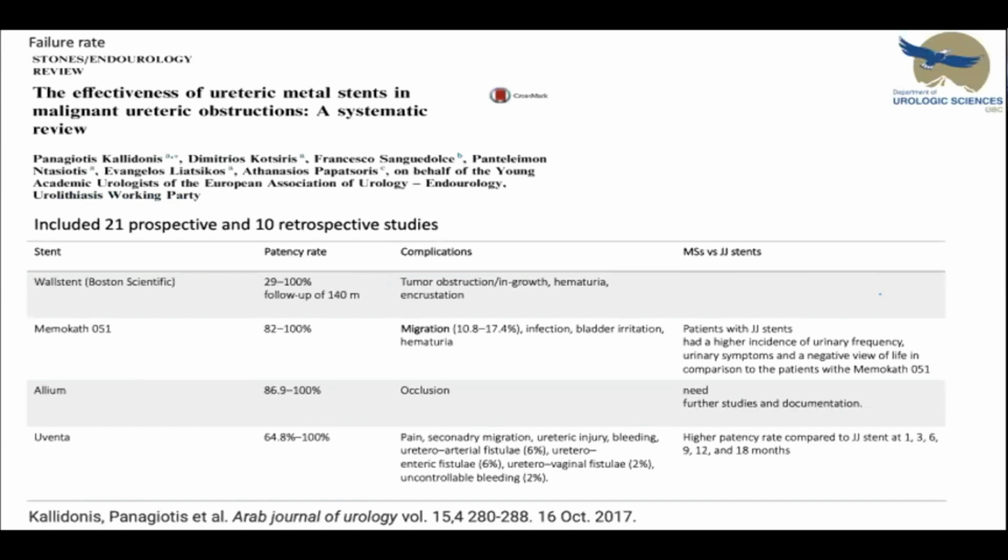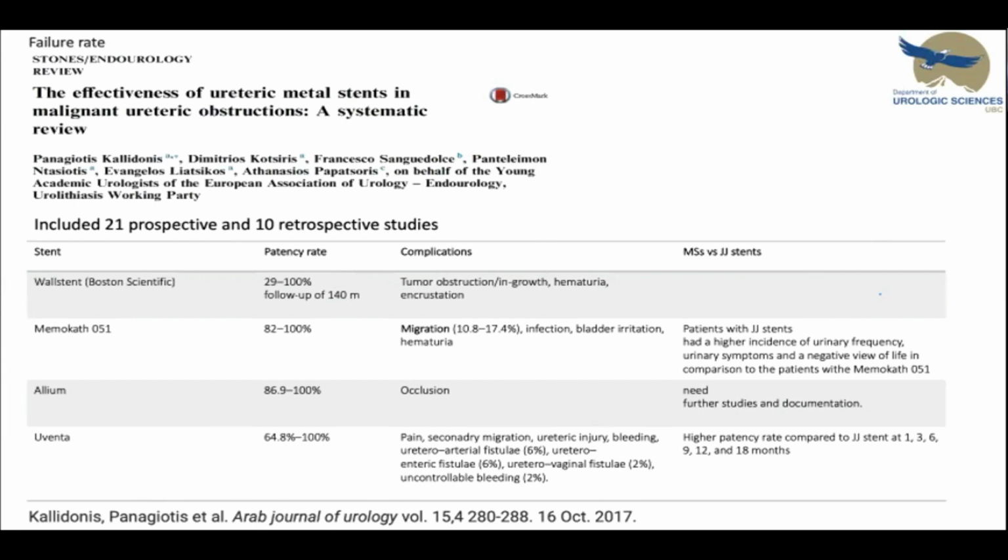This study by Kyriazis and colleagues aimed to review literature on the effectiveness, safety, and long-term patency of ureteric metallic stents. 31 articles were included in this systematic review, 21 prospective and 10 retrospective studies. They assessed the effectiveness of specific metal stents in population studies and comparative studies among different metal stents, as well as between metal stents and double J stents.